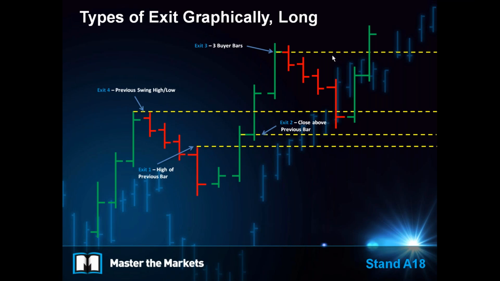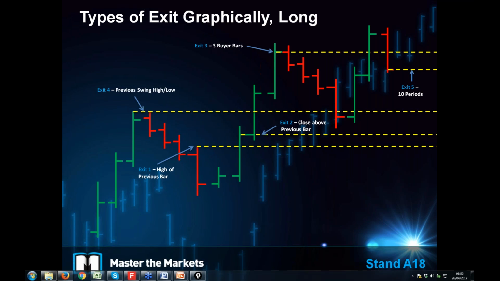Okay, good. So, yes, let me ask you all a question first of all. This is going to be a general question, and it's going to be based on an educated guess, which you're going to make. So I've shown you the 5 exits here on this particular inside bar strategy. Exit 1 being high of previous bar, exit 2 being close above previous bar's high, exit 3 being 3 buyer bars, and exit 4, of course, previous swing high or low. Exit 5 is 10 periods.